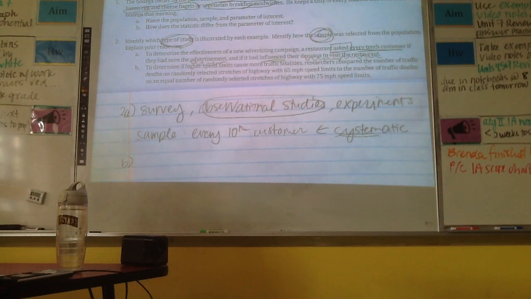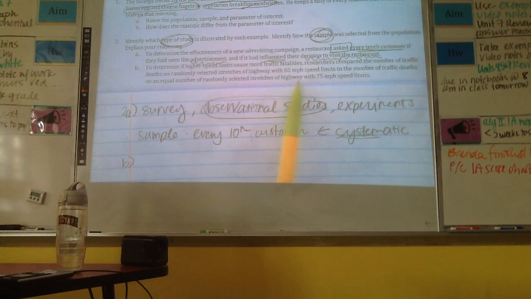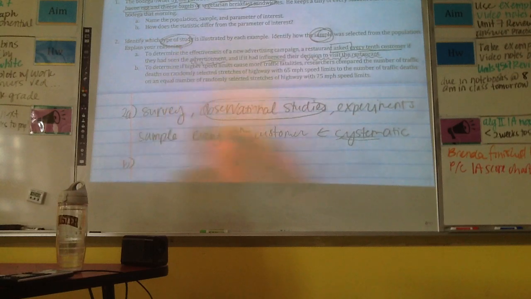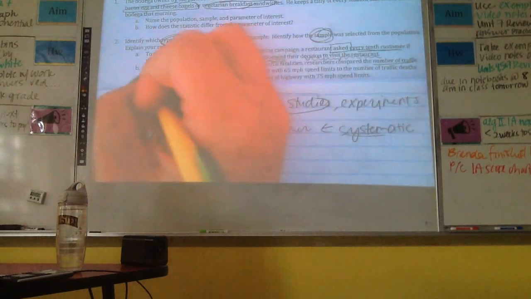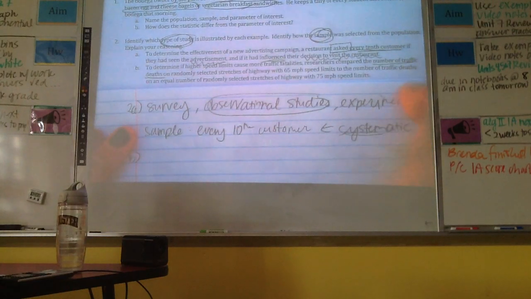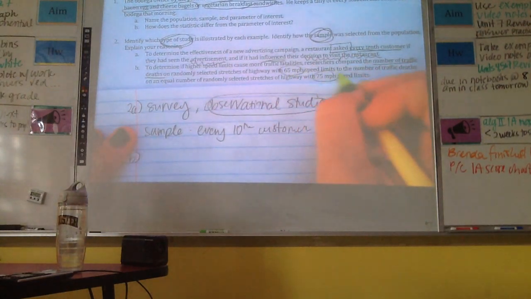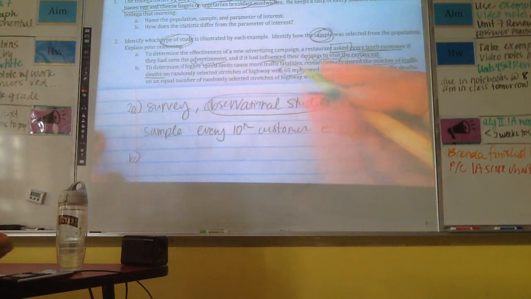Okay, 2B. To determine if higher speed limits cause more traffic fatalities, researchers compared the number of traffic deaths on randomly selected stretches of highways with 65 mph speed limits to the number of traffic deaths on an equal number of randomly selected stretches of highway with 75 mph speed limits. Okay, we need to know what type of study this is and what the sample is. In this case, they're using numbers of traffic deaths. This is data that already exists. This is historical data. And it appears that they're doing that on different limits to see if there's a relationship between number of deaths and how quickly people were allowed to travel.